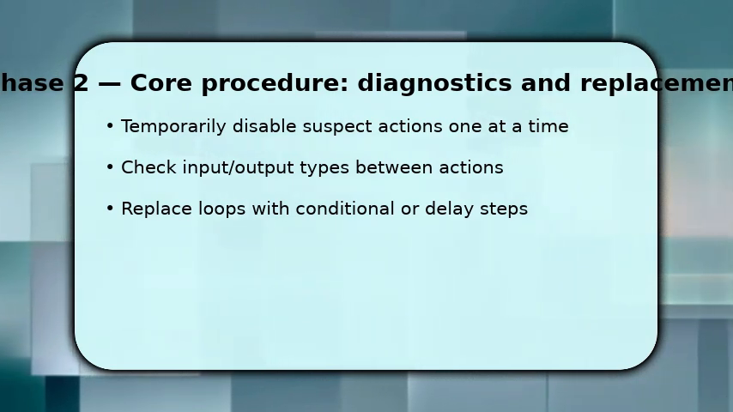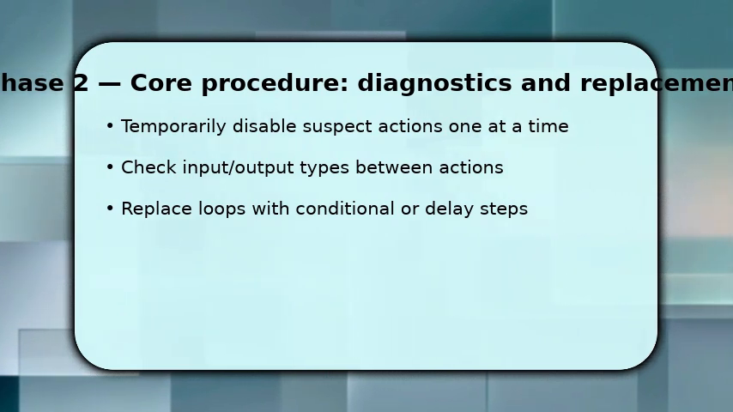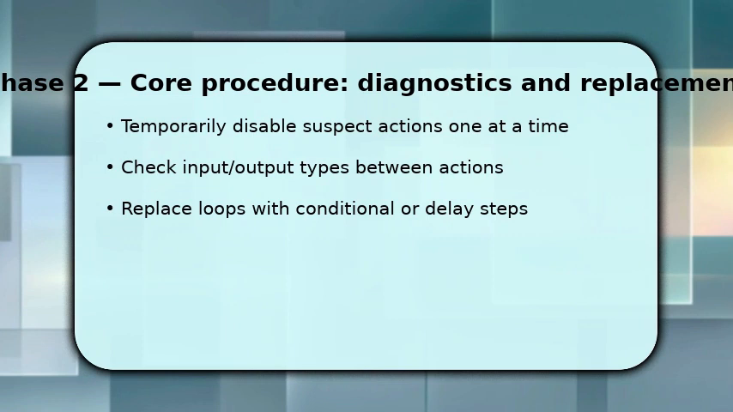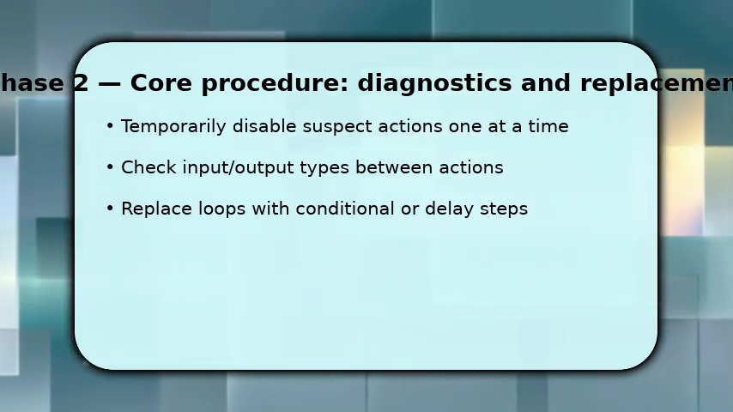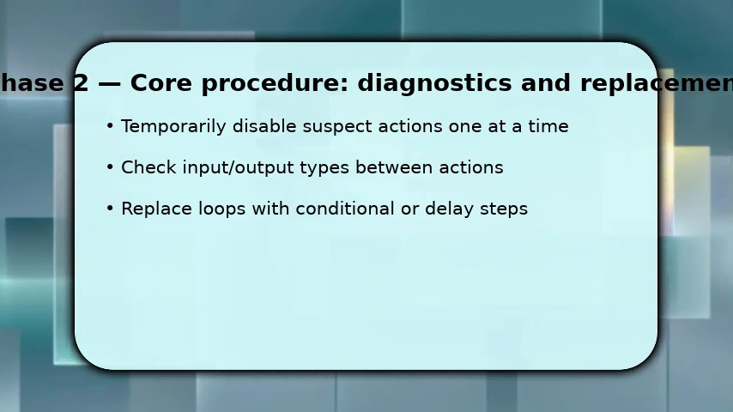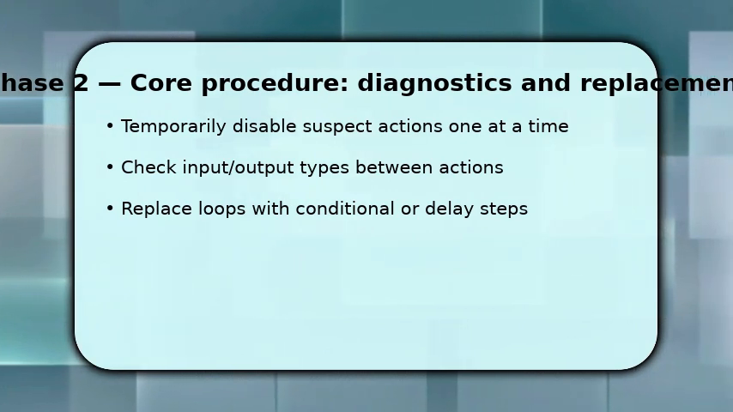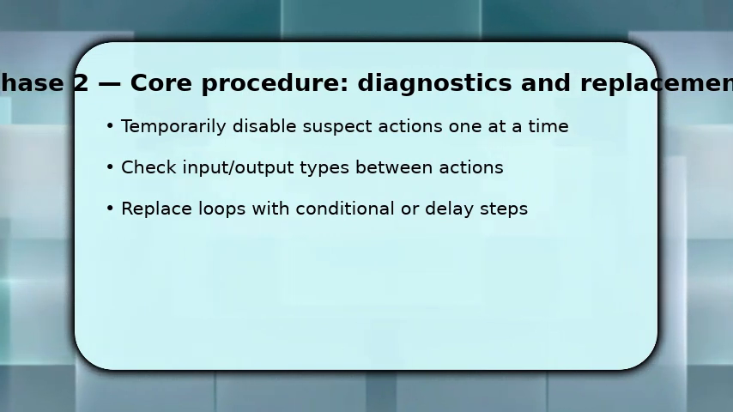If an action repeatedly produces the same output, inspect the input and output types. Mismatched types often retrigger loops. Once identified, replace a repeating action with a conditional step, a filter, or add a delay so loops break cleanly. Keep testing after each change, and use clear input checks so the workflow exits when expected rather than cycling indefinitely.